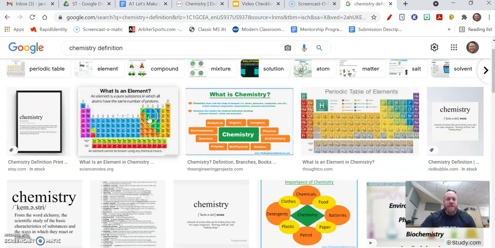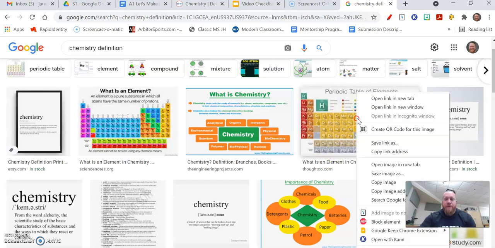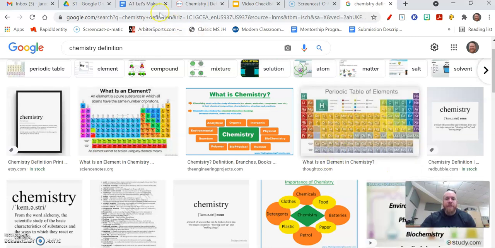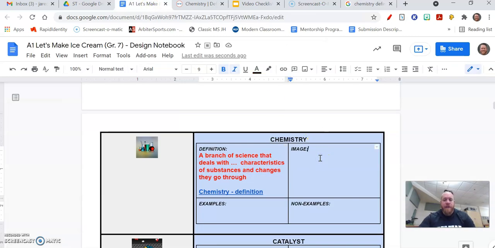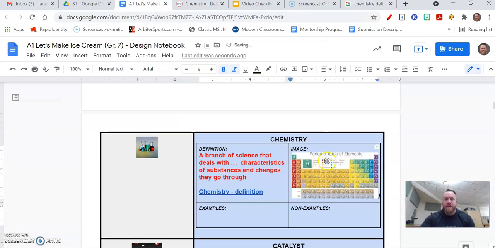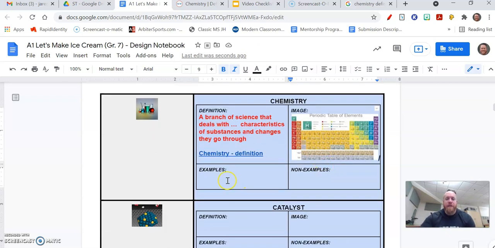I'm actually going to go, when we talk about substances, I don't know how many of you are familiar with the periodic table, but this lists all the different atoms that have been discovered in our natural world. So I'm going to take this periodic table as a picture that tells me that chemistry is about those substances and what makes things what they are. So I can copy this picture. Just going to copy the image. I'm going to go back to my design notebook, and I am going to Control V, paste the image. So there's a picture that helps reinforce what chemistry means to me.